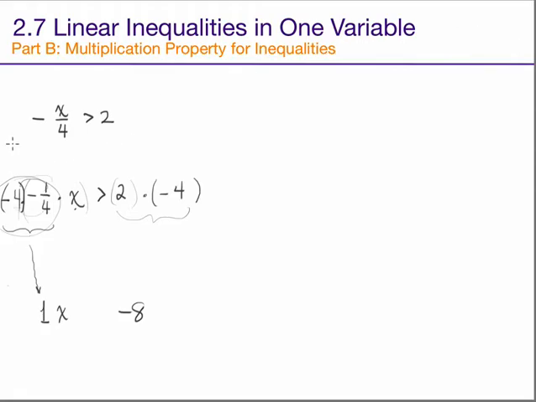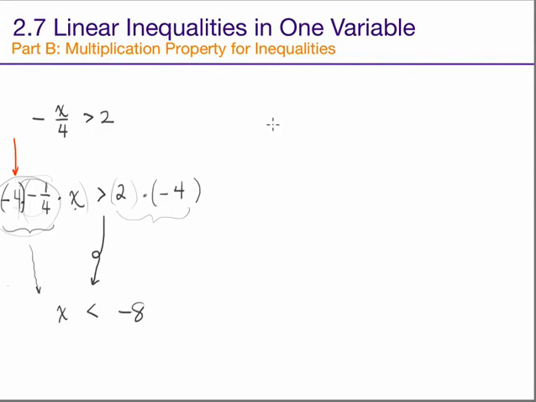But I've multiplied by a negative number. Therefore, when I bring down my sign, I have to flip it over. Instead of pointing to the right, it's going to point to the left. The solution to this inequality is x is less than negative 8.